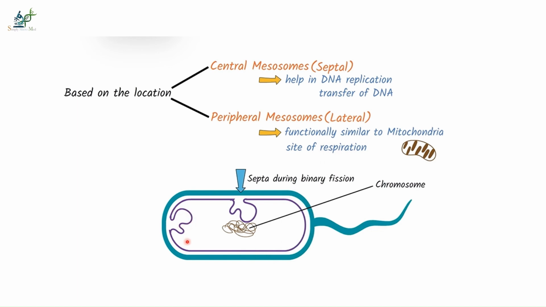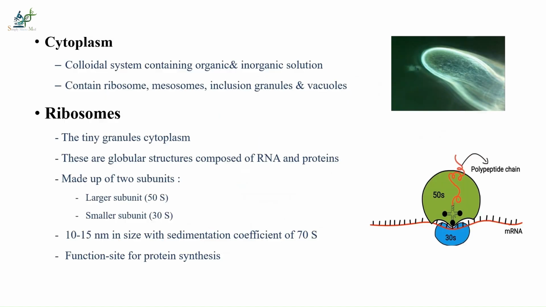This is seen on the lateral or peripheral side of the bacterial cell or cytoplasmic membrane, and it is functionally similar to the mitochondria, a site of respiration. That means it helps in the respiratory process of the bacteria.